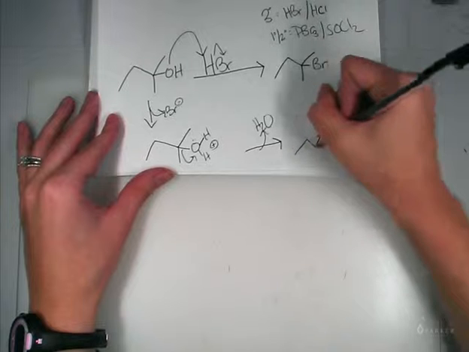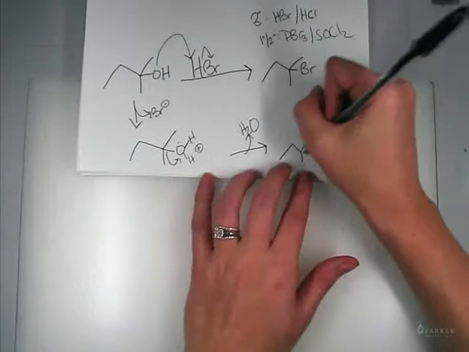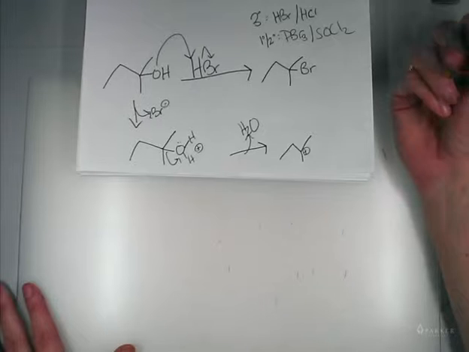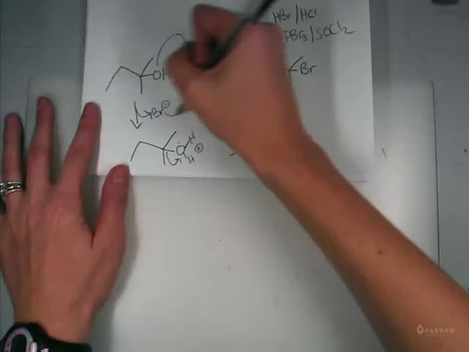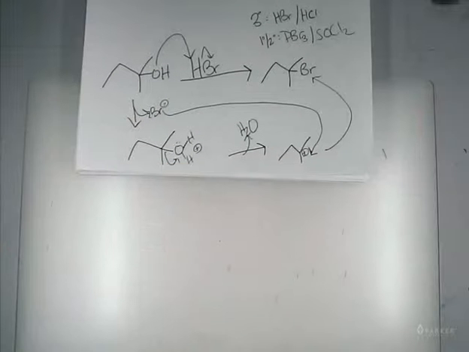So what charge will it leave in its place? Positive. And what will make a bond there? The bromine. To give us our final product. And it's the same mechanism if you have HCl. The only difference is just chlorine instead of bromine.